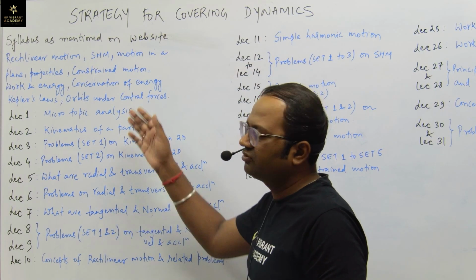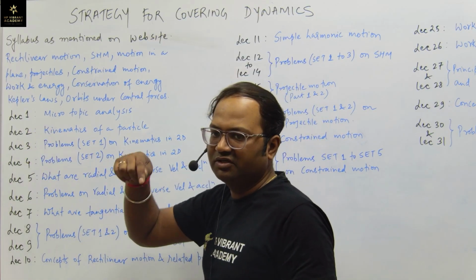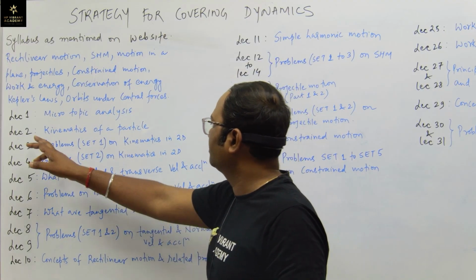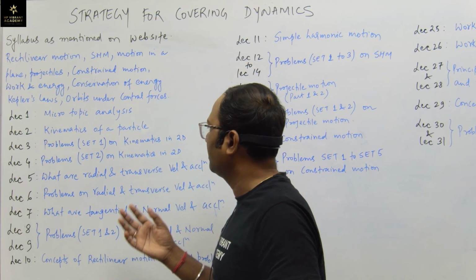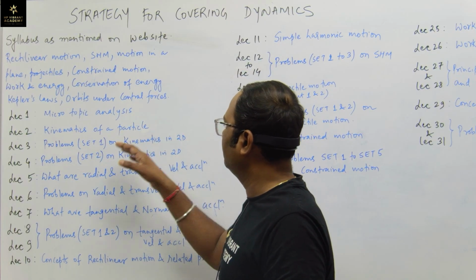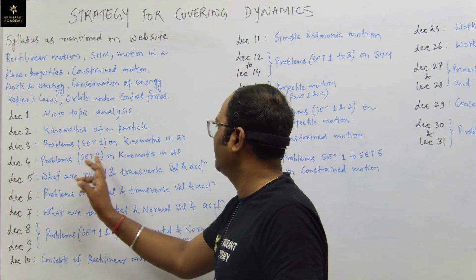Let us go through the lectures, how we are going to proceed. In lecture 1, we are discussing these micro topics. In lecture 2 we will discuss the kinematics of a particle. Based on the discussion on the kinematics of a particle, we will see the problems. Problems we are covering in lecture 3 and 4, that is set 1 and set 2.